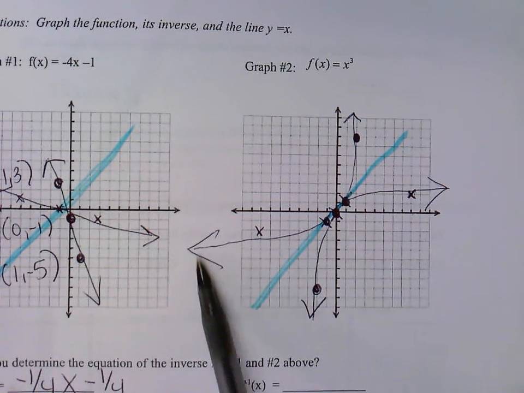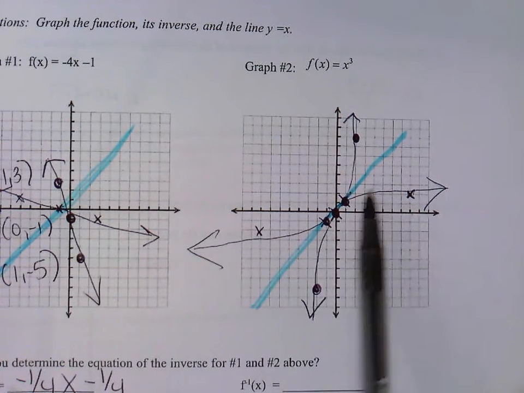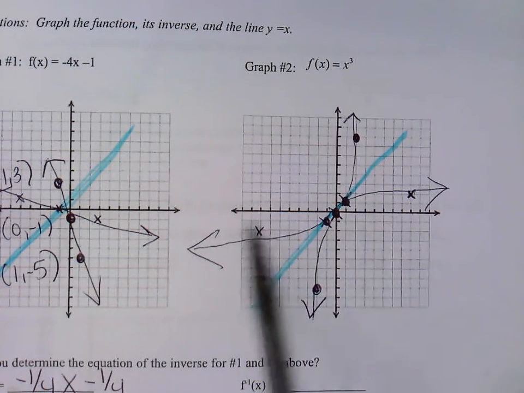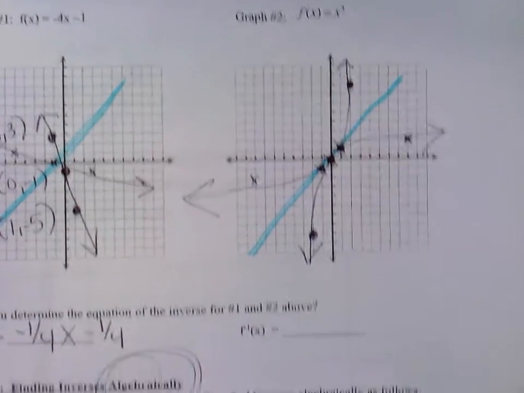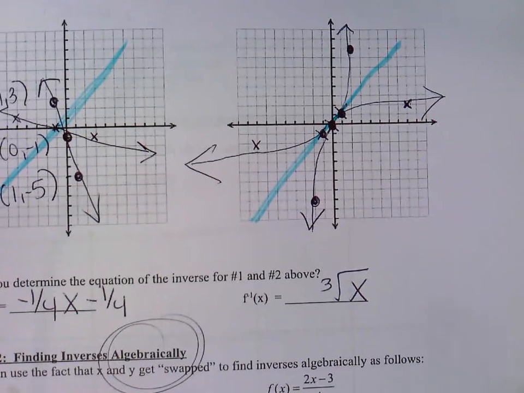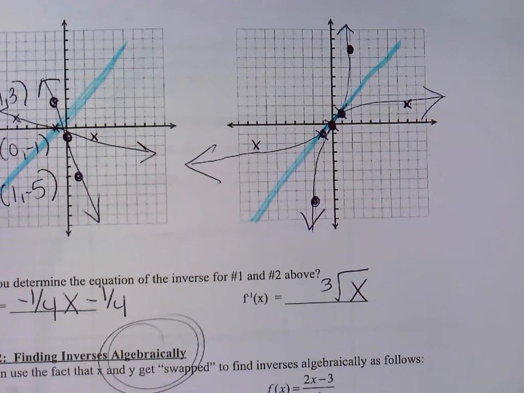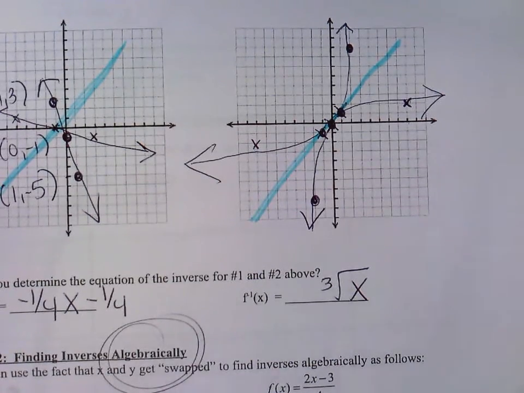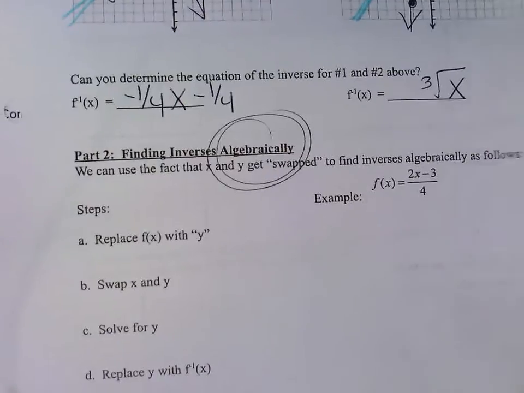Does anyone know what function this is? We talked about it briefly. What would undo a cube? Not a square root, but a cube root. So it's the cube root of x graph. So linear functions have inverses, cubic functions have inverses. Quadratics do if you limit their domain, so it's a square root function. But we want to find them algebraically so we can find the inverse of an exponent. So let's find them algebraically.